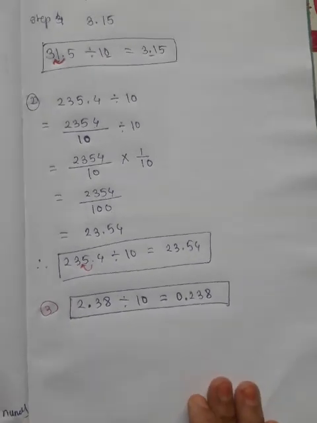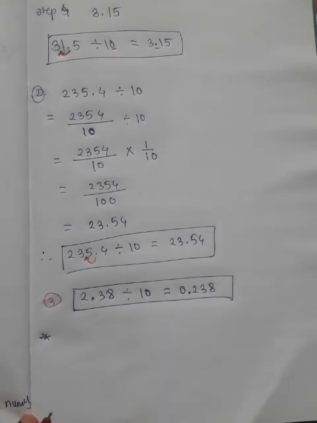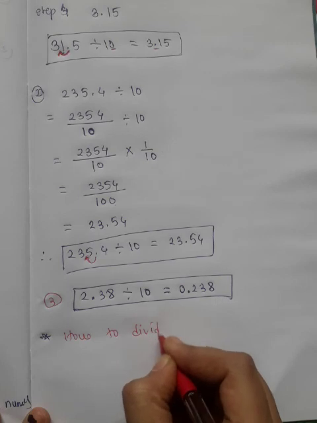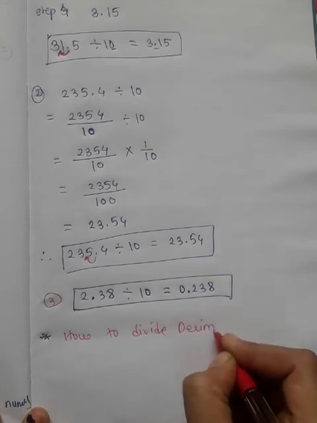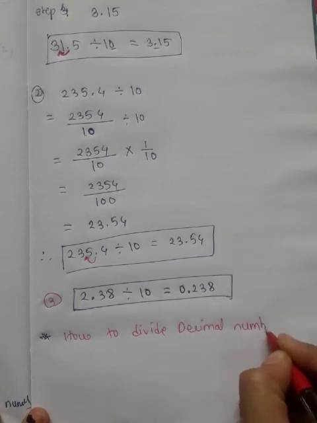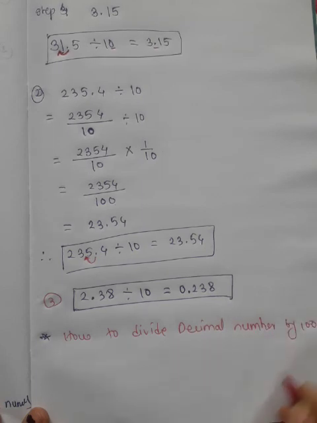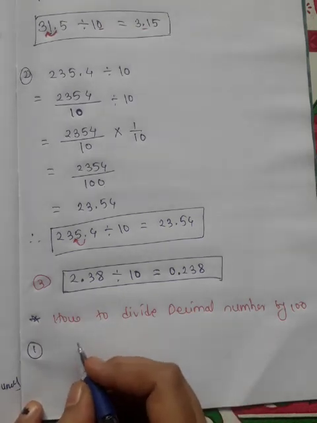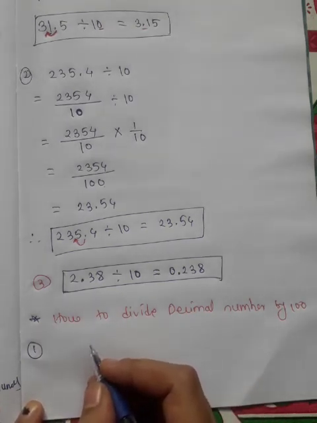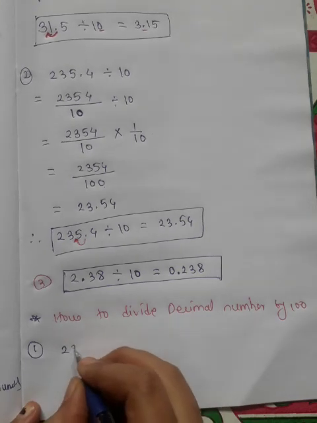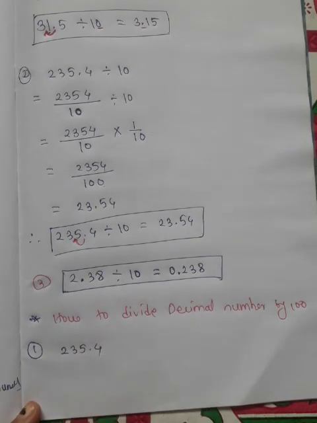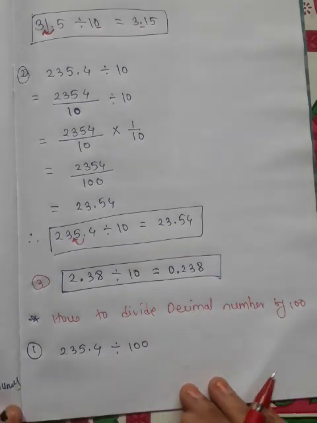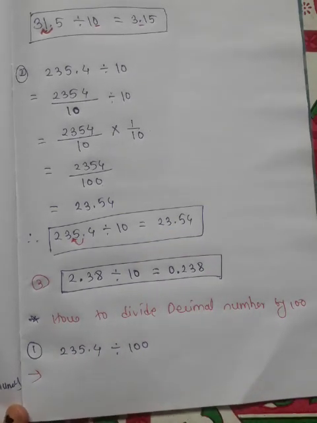any decimal number by 100. So how to divide a decimal number by 100? So see, just take one decimal number as 235.4, divide it by 100. So as in the above examples, all steps are the same.